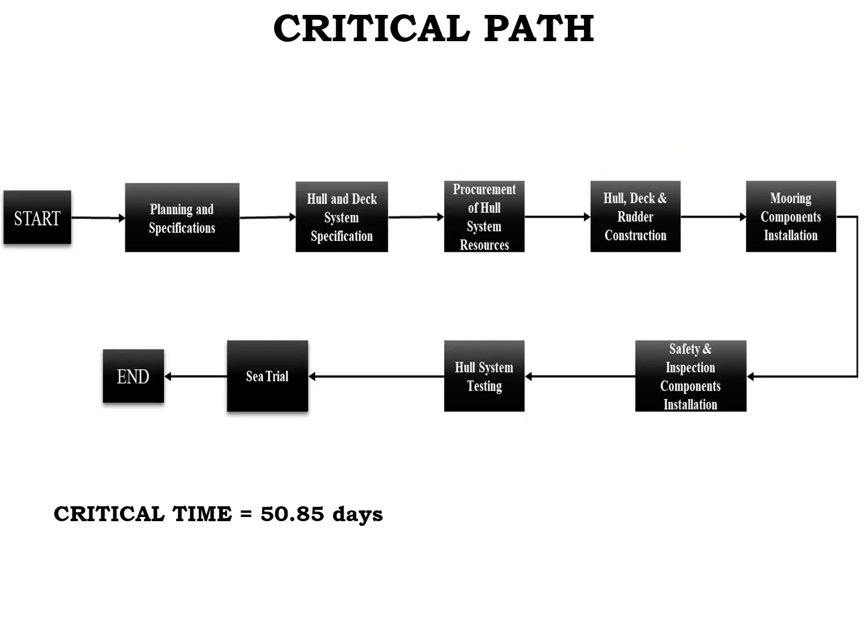And based off of this, we are able to get our critical path, which, as I said earlier, is our whole system, which moves from the planning and specifications to the hull and deck system specifications, procurement of the hull system resources, hull and deck and rudder construction, mooring component installation, safety and inspection component installation, all system testing, and this sea trial. And then this leads to the end of the network model. And our critical time is 50.85 days. So yes, this is our critical path, and that really concludes the network model.